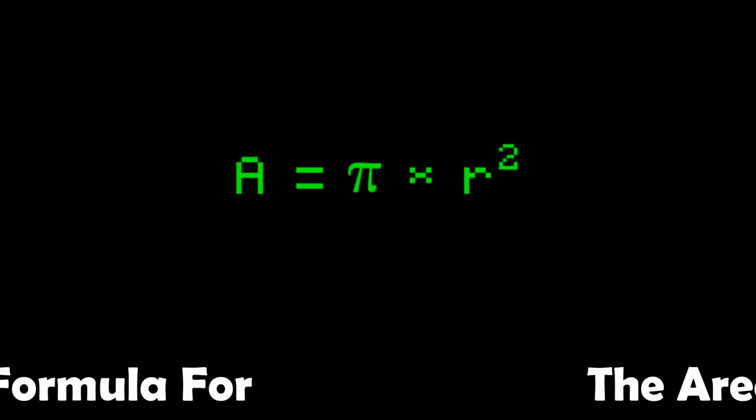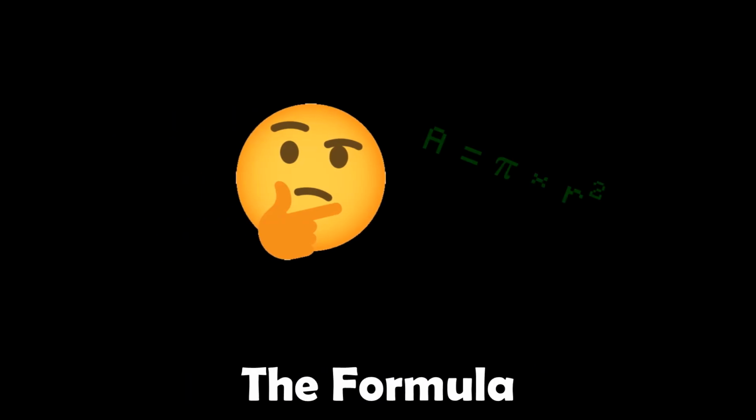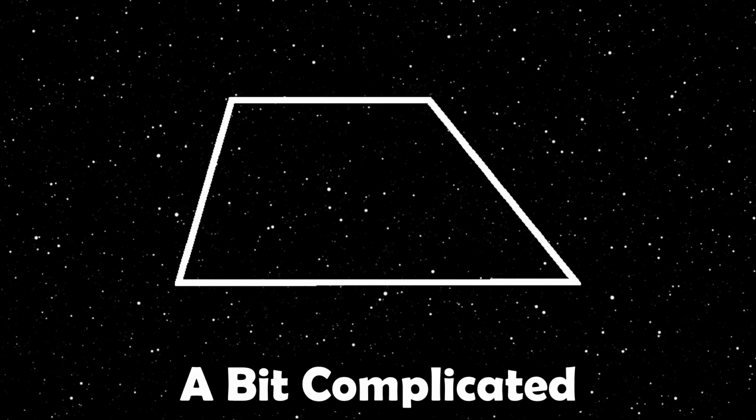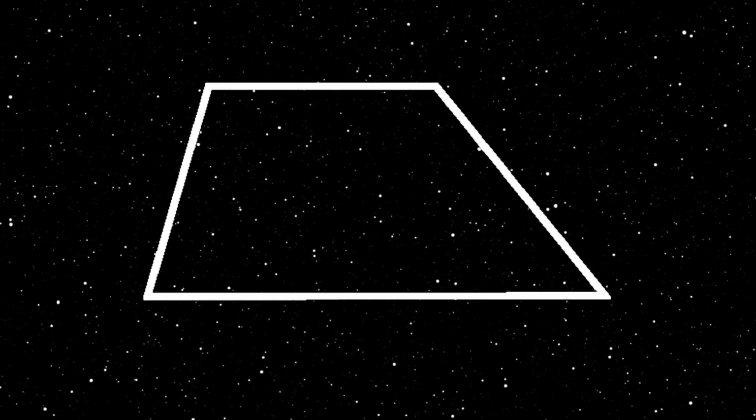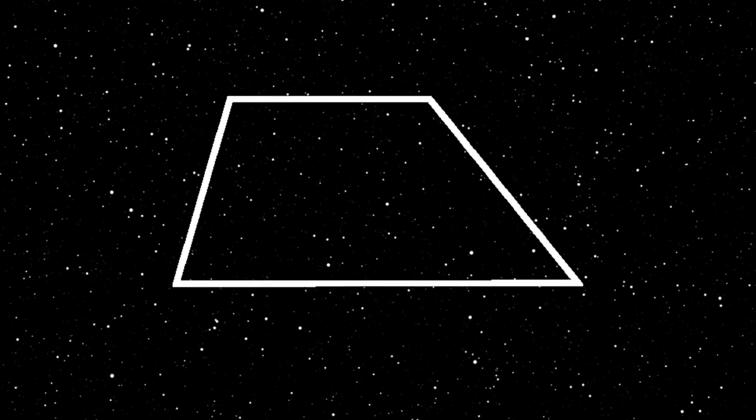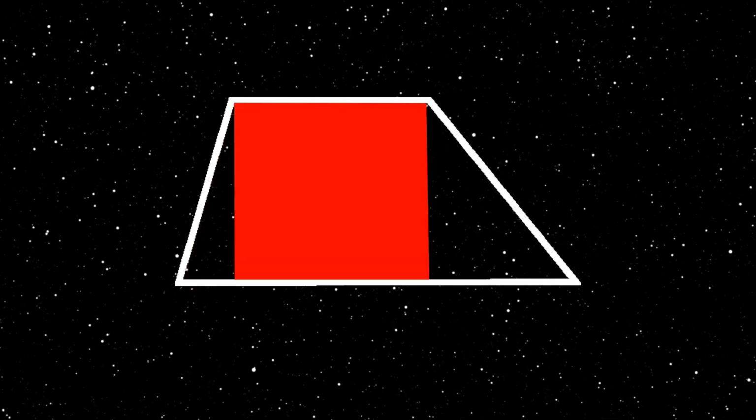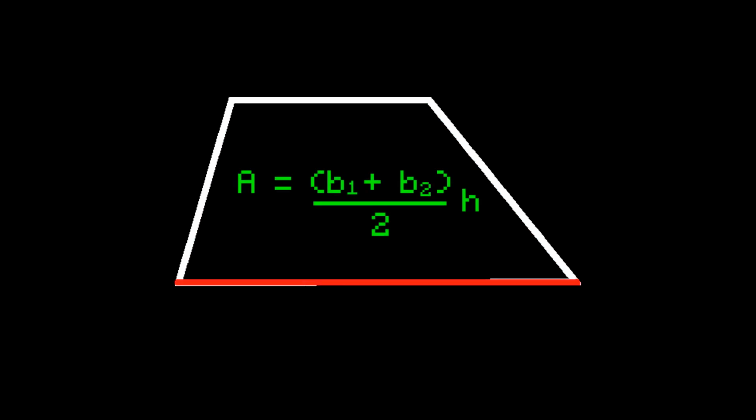The formula for the area of a circle is hard to visualize, so I recommend you just try to remember the formula. The trapezoid is also a bit complicated, but I think that the best way to understand it is to break down the trapezoid into much simpler 2D shapes. Here we have a trapezoid, and the formula for a trapezoid is the first base plus the second base times the height divided by 2.